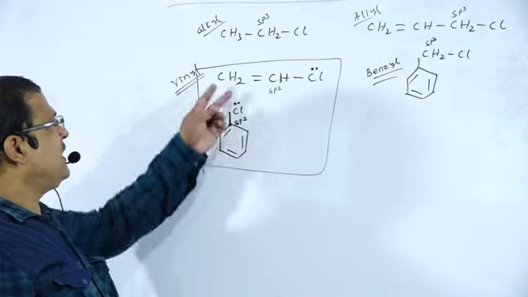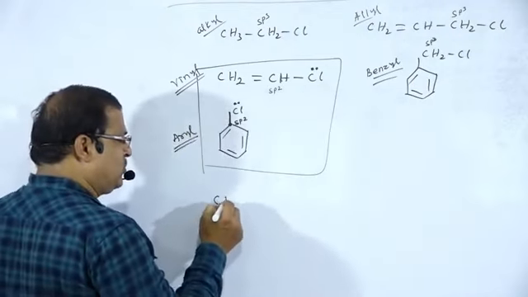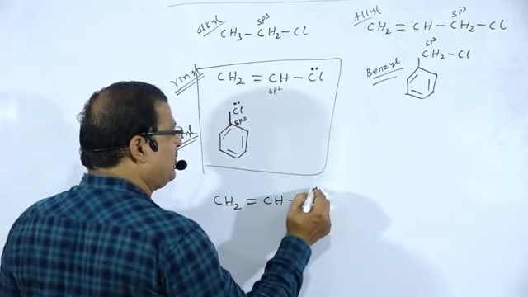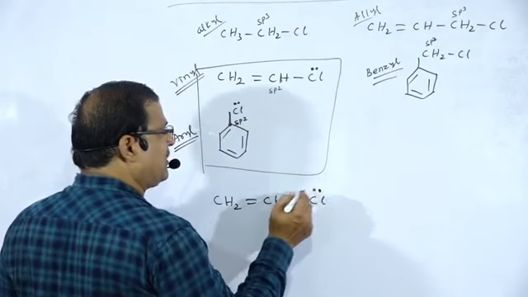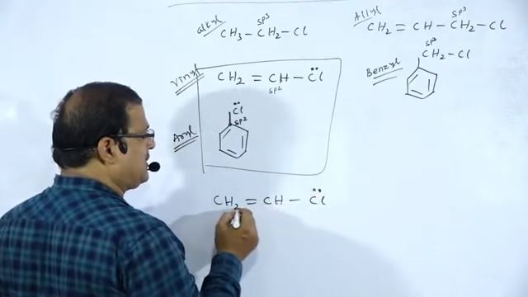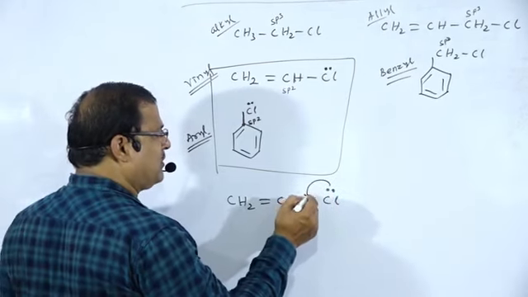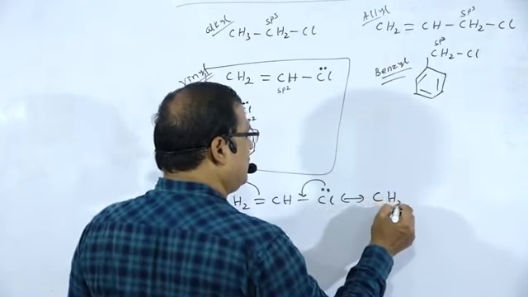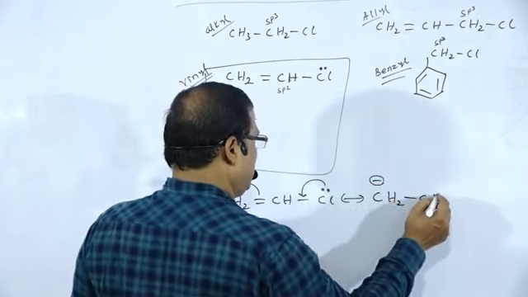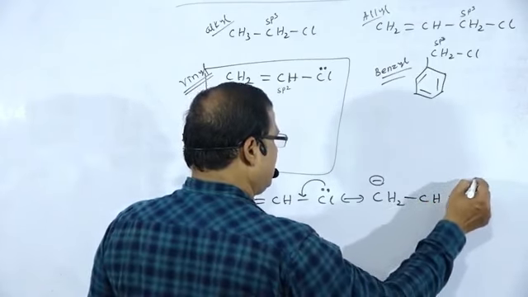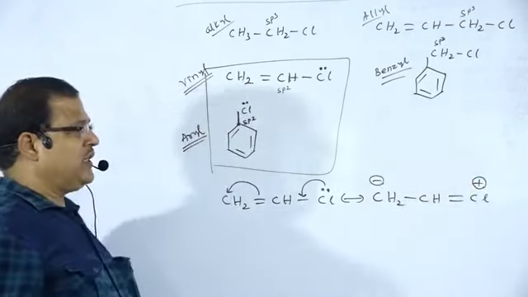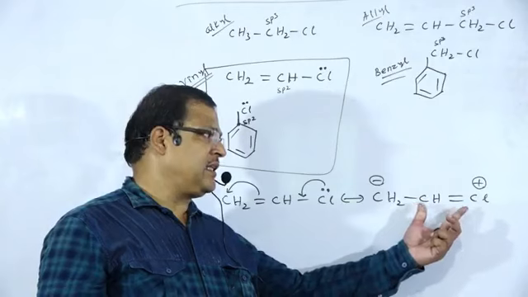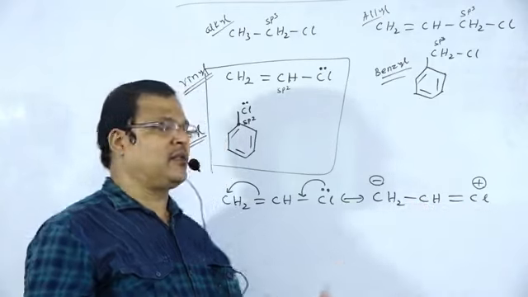If we write down the resonating structure for vinyl, CH2=CH-Cl, the chlorine atom contains a lone pair of electrons. This lone pair is in conjugation with the chain. So the lone pair of electrons is shifted to form a bond, and this bond is shifted to the next atom, so that there is formation of CH2(-)-CH=Cl(+). So in this case, there is the development of carbon to chlorine double bond character.